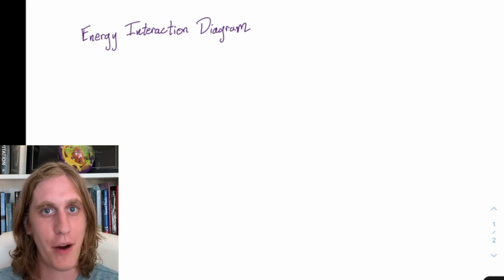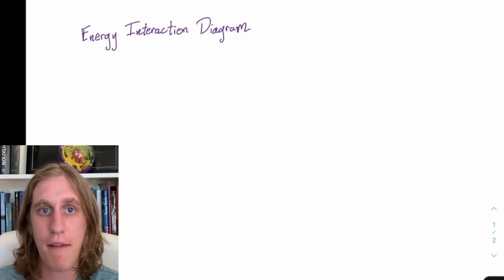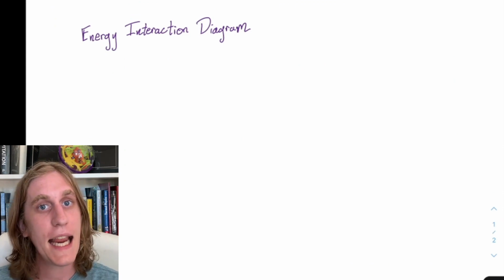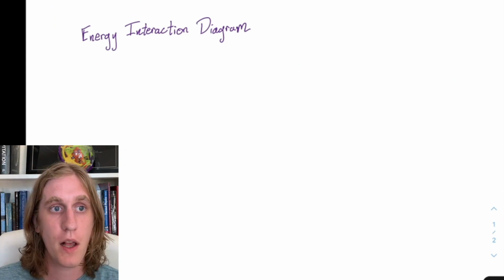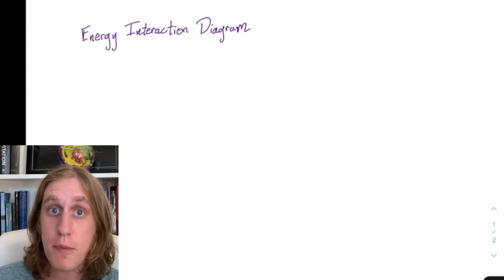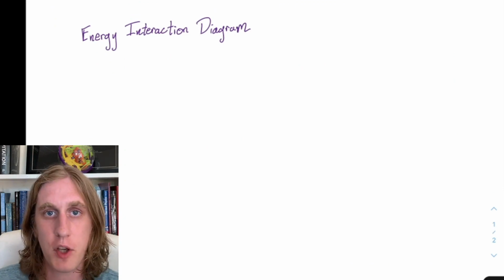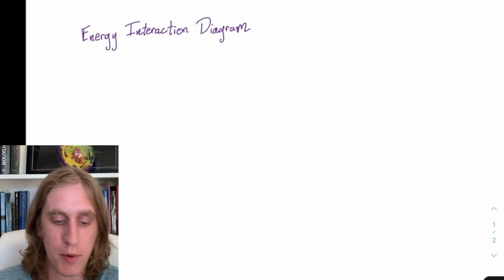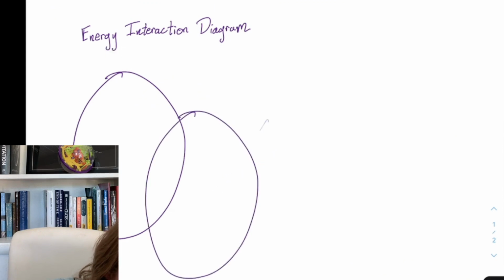Energy interaction diagrams are also called bubble diagrams because we draw bubbles for every energy system. In this case, we have three energy systems: the bond energy of the ice, the thermal energy of the ice after it melts, and the thermal energy of the coffee. So we need three bubbles.